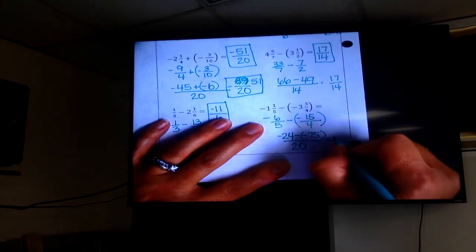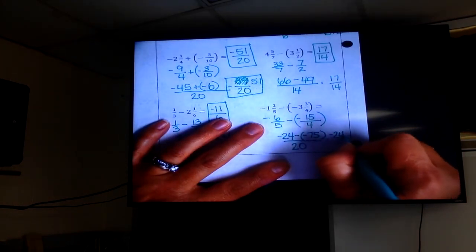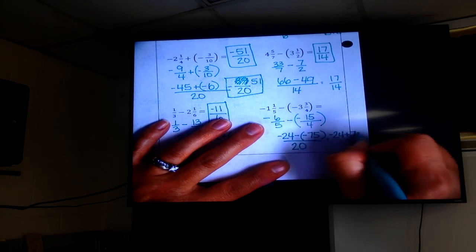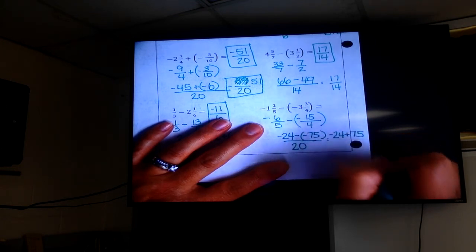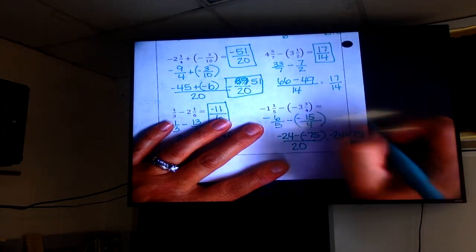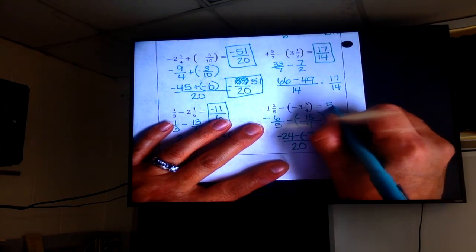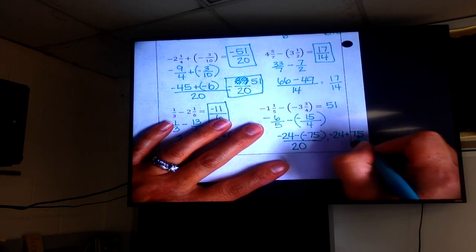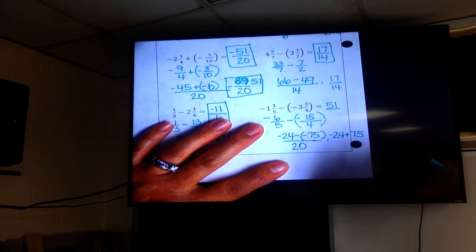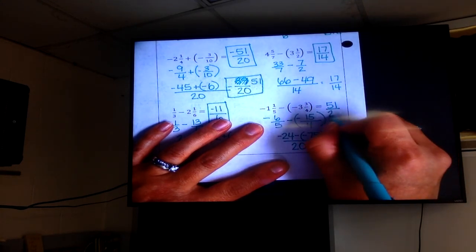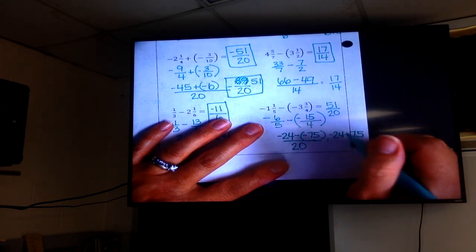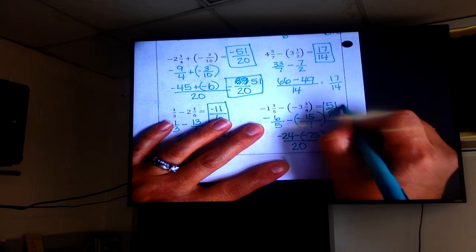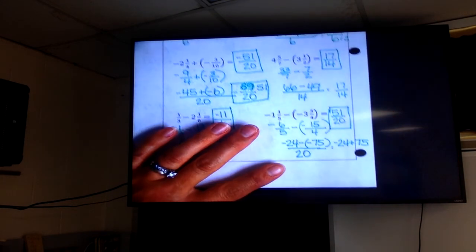Oh, I see a subtraction here. So I better do leave, change, and opposite. So now that my signs are different, that means I subtract. And 75 minus 24 is 51. And the 75 is bigger and it's positive. So I know it's positive 51 over 20. Okay, and there is no common factor of 51 and 20. So that is my answer in simplest form.